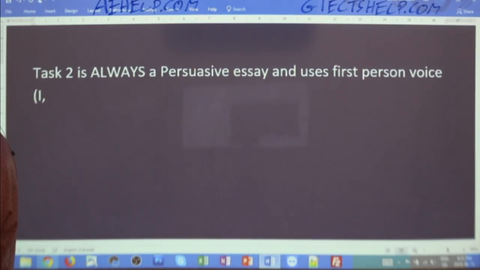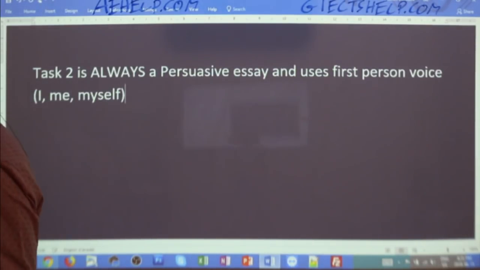Students sometimes ask me, should I use we and us in task 2? I recommend avoiding using we and us. Often students use it incorrectly. So it's better just to avoid using we and us and our, okay? Stick to I, me, and then other nouns like people, individuals, and so on.